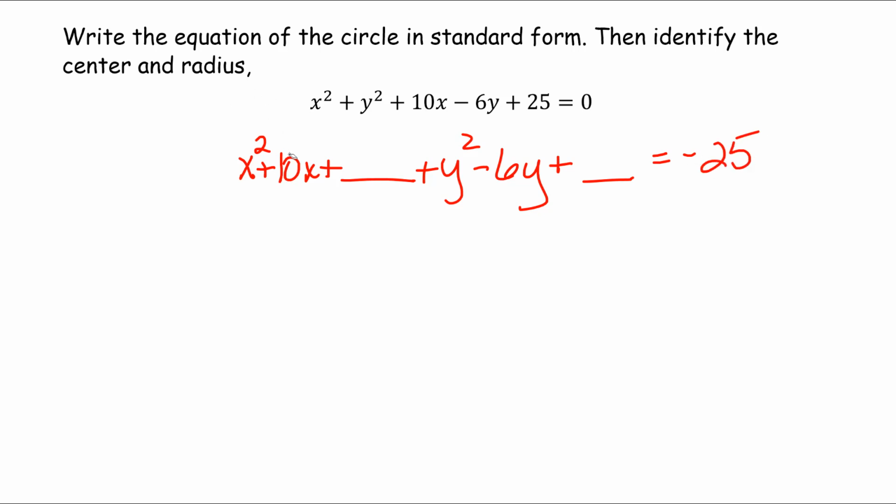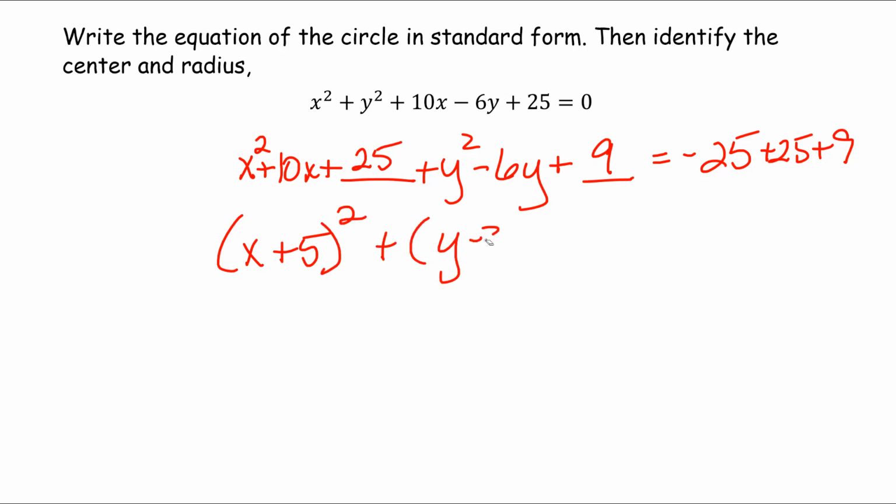Now, to figure out what we put in the first blank, it's 10 divided by 2 squared. So 10 over 2 is 5. Square it, you get 25. And then we've got 6 for our y coefficient here, or -6. We're going to take half of it and square it. So 6 divided by 2 is 3. Square it, we get 9. Now, since we added 25 and 9 to one side, we have to add it to the other side as well. So x plus 5 quantity squared plus y minus 3 quantity squared is equal to 9.